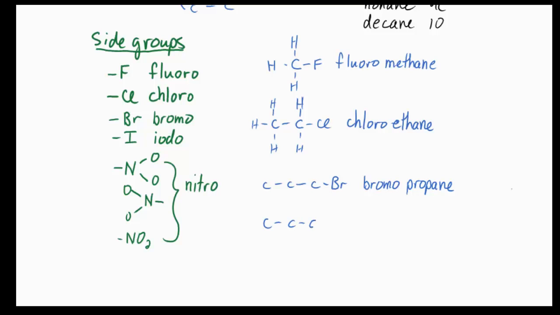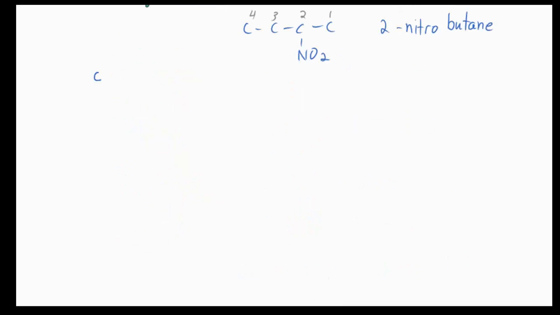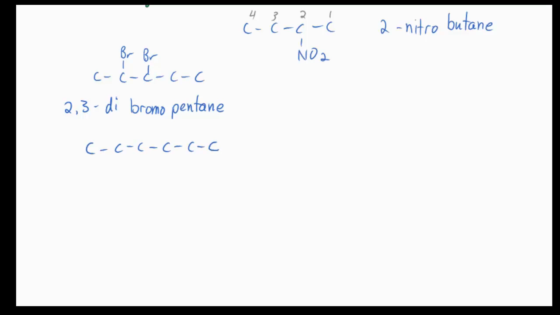3 carbons in a row is propane and you get bromopropane, either attached to the end, called 1-bromopropane, or the bromine goes in the middle carbon, 2-bromopropane. Here, the addresses of the carbons are part of the name. This is 2-nitro, 4 carbons is butane. Keep going, we get a pentane. If I have a couple of bromines, that's a dibromopentane, located on carbons 2 and 3.